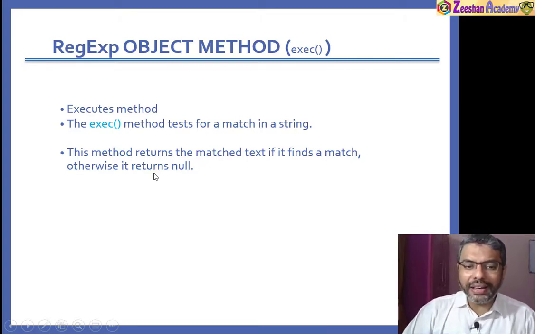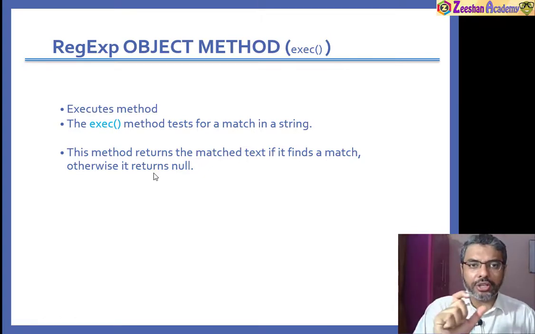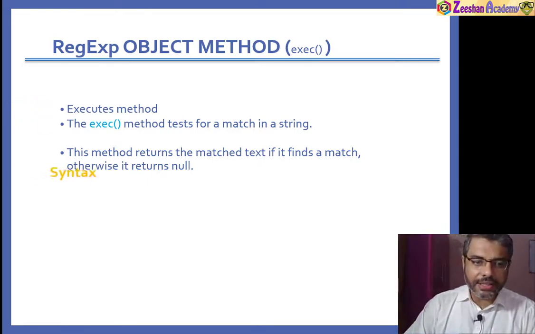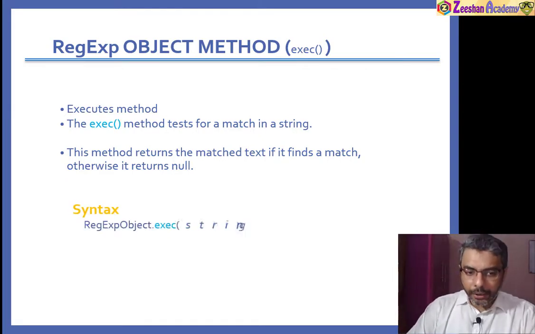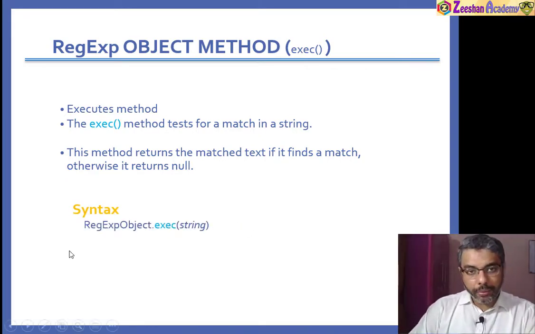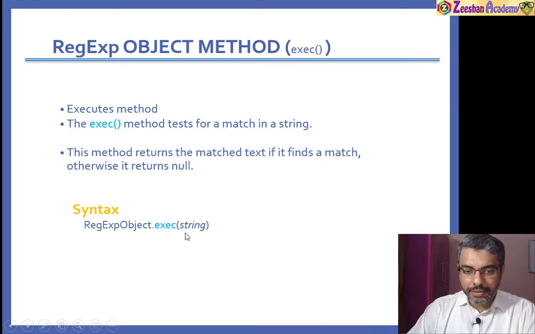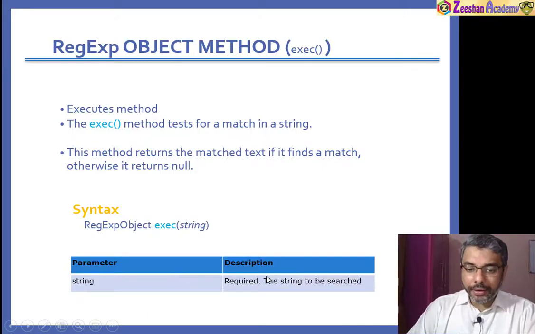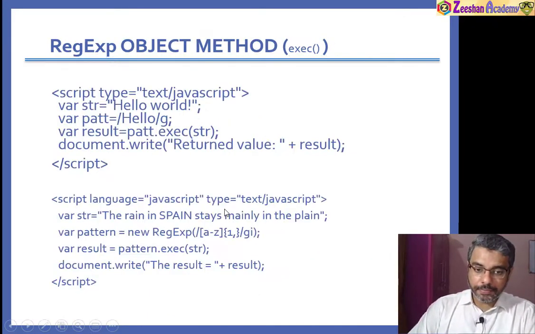So if you need to find a particular match, a particular string within a given string, we use the exec function. Okay. So the syntax is the regular expression object, or whatever pattern we want to search, dot exec, and your string specified. String is required. This is the string to be searched. So whatever we specify here will be searched.